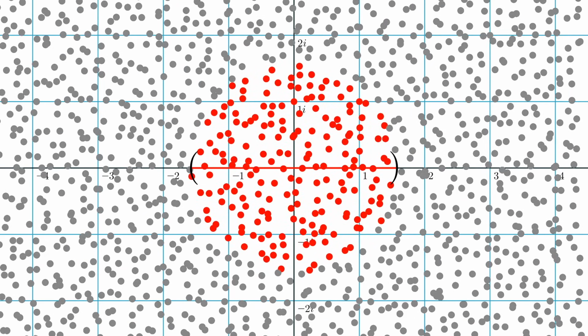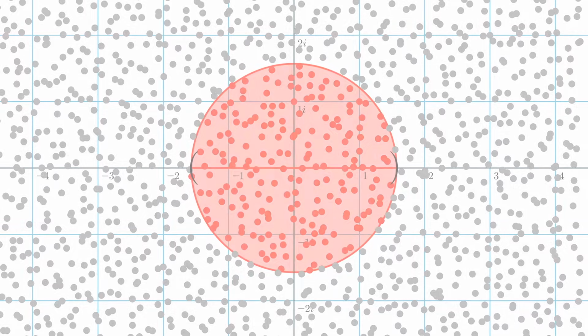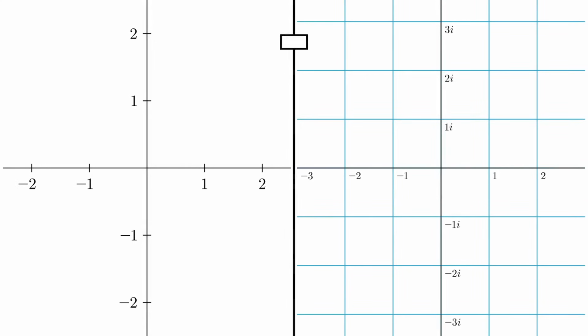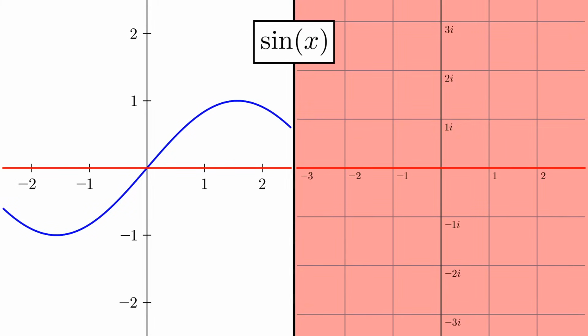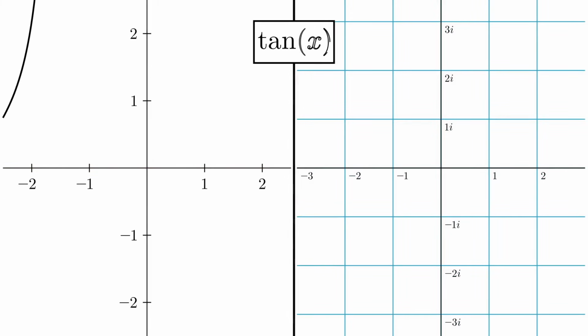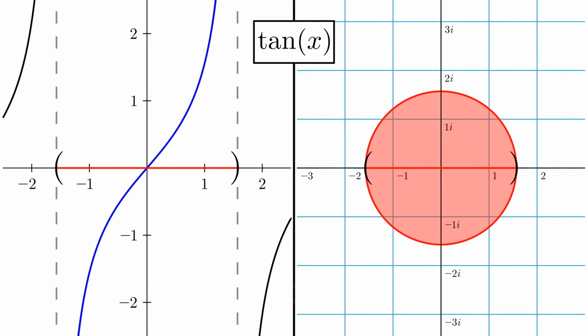From this picture, you might correctly guess that the points in the complex plane where the Maclaurin series for tangent converges take the shape of this disk. So we've done two examples. Sine of x, whose graph looks like this, where it turned out that we could use the Maclaurin series at 0 to evaluate the function anywhere in the complex plane. And tangent of x, whose graph looks like this, where it turned out that we could only evaluate the function at some complex numbers close enough to the origin.